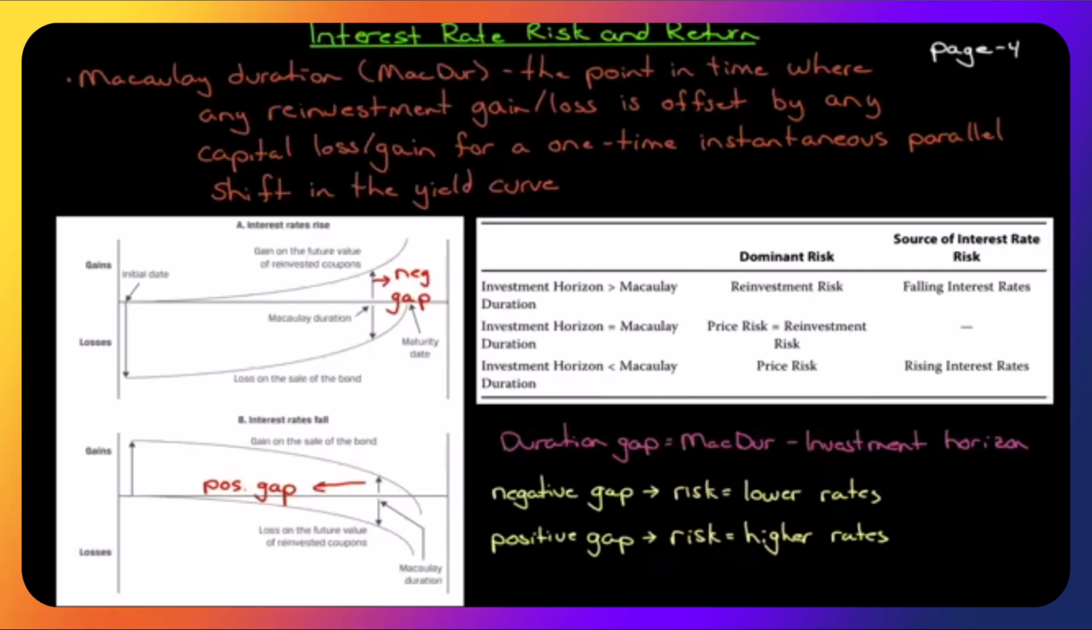So let's formally introduce Macaulay duration here. We're going to see the word duration a number of times at level 1 to refer to a number of different measures of duration. Macaulay duration is a measure of time. When we move to modified duration and effective duration, those are not measures of time, those are sensitivities. They measure the percentage change in the price of a bond for a change in rates. And then we'll see something called dollar duration. That measures the dollar change.